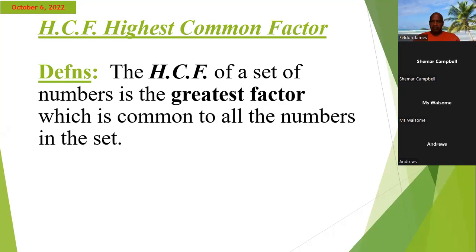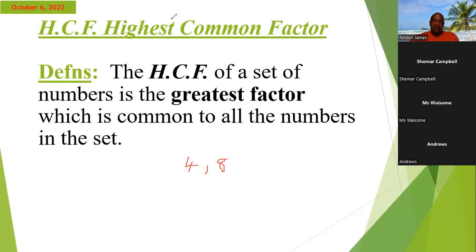Yes, sir. I was saying for 4 and 8, the HCF would have been 4. So you have 4 and 8, and you said the HCF would have been 4, right? Yes, sir. So 4 would have been the biggest number common to both. Right. So 4 can go into itself, 4 can go into 8. So 4 would be the HCF.